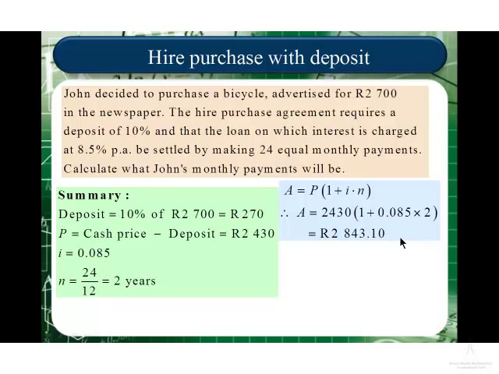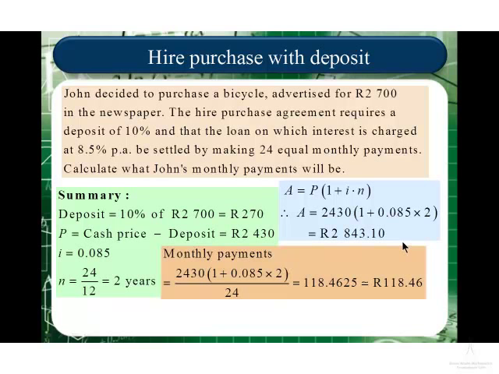Now clearly we have to pay this amount in 24 equal installments. So the monthly payments will then be this particular amount, 2,843.10 divided by 24, which gives us, and we have to make some adjustment here to round up or down in this case.